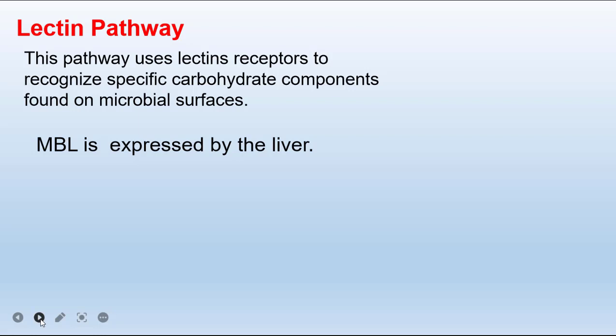As we have discussed in the previous lecture, the classical pathway uses antibodies to recognize the pathogen. But the lectin pathway does not rely on antibodies to recognize the pathogen. It uses lectin receptors such as mannose binding lectin receptors to recognize specific carbohydrate components such as mannose, glucose or any other components which are found on microbial surfaces. Mannose binding lectin receptors are also expressed by the liver in our body. The lectin pathway is activated in 4 different steps.